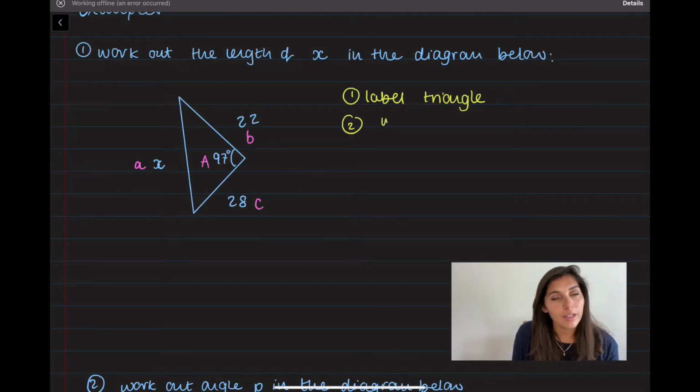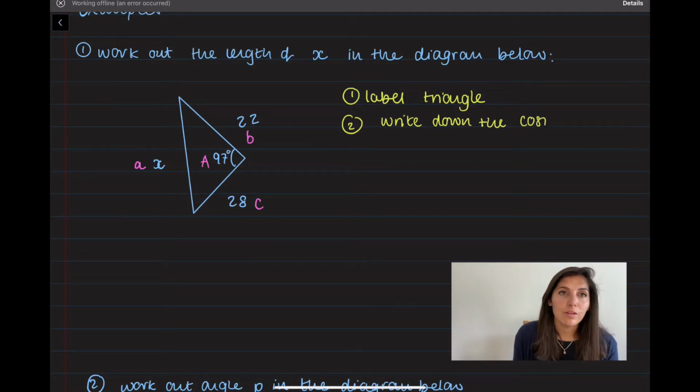So then I can write down the cosine rule. I've got an unknown length, so I'm going to use my first form of the cosine rule. Write that down, and then I just replace the letters with the values I have in this specific triangle and solve.